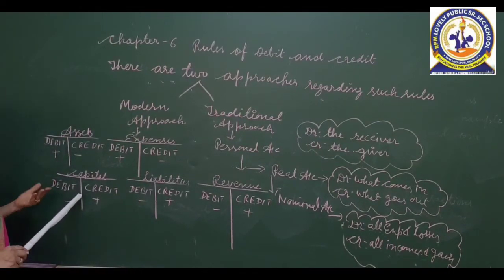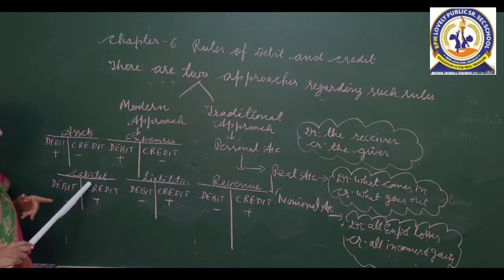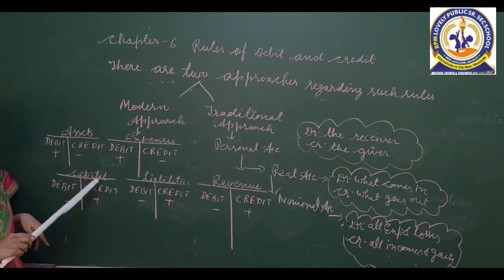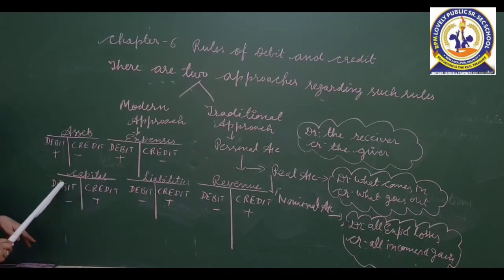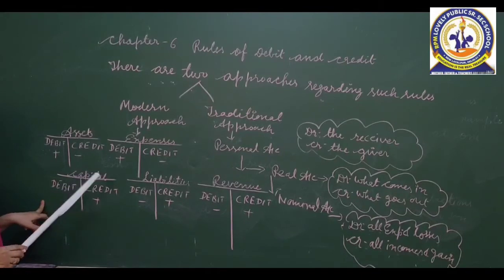Like owner has commenced business with rupees 20 lakh. That 20 lakh means increase in the value of capital. That capital 20 lakh will be shown in credit side of capital account. Next, if he has withdrawn rupees 10,000, that will be shown in debit side. It means there is decrease in the value of capital. If there is decrease, that will be shown in debit side.